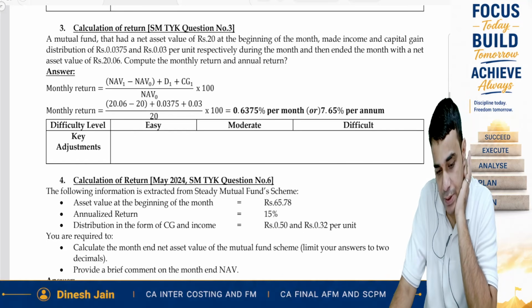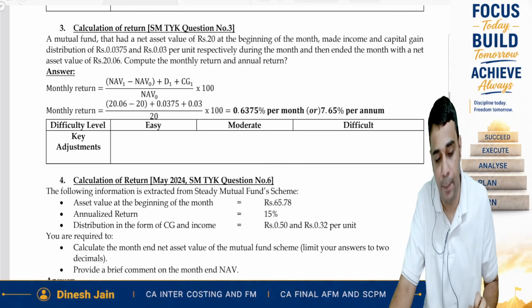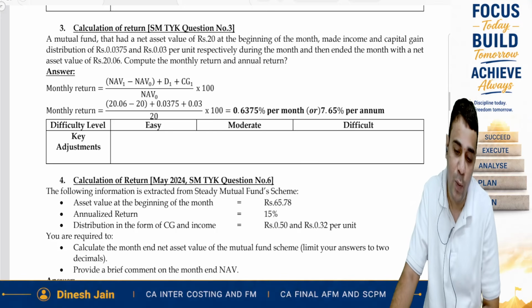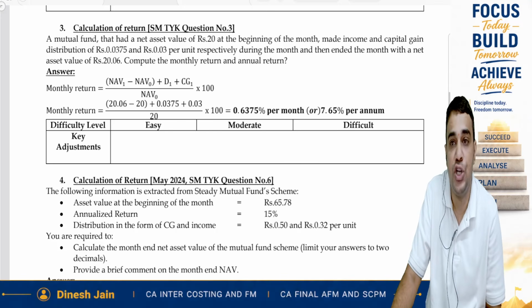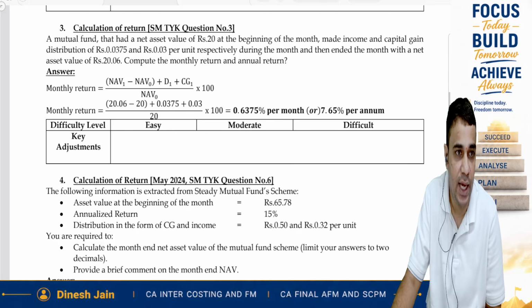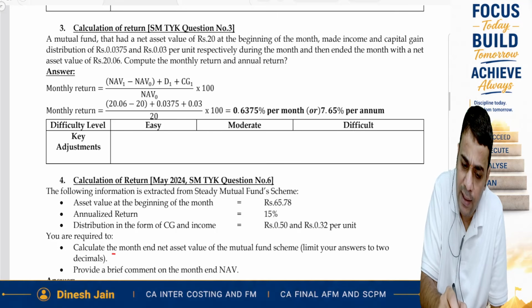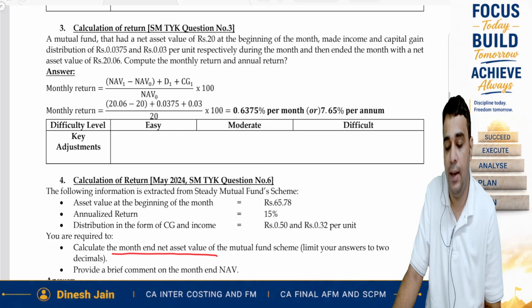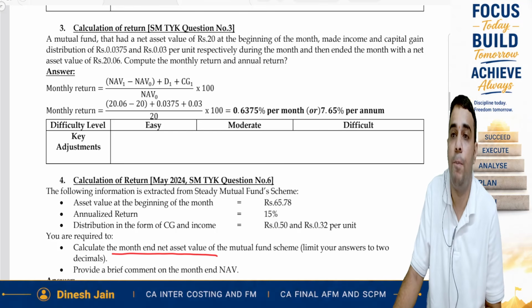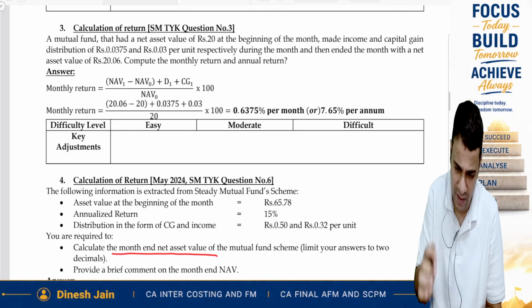The following information is extracted from a steady mutual fund scheme: asset value at the beginning of the month, annualized return, distribution in the form of CG and income. You are required to calculate the month end NAV, limit your answers to 2 decimals, and provide a brief comment on the month end NAV. Let's read it again.